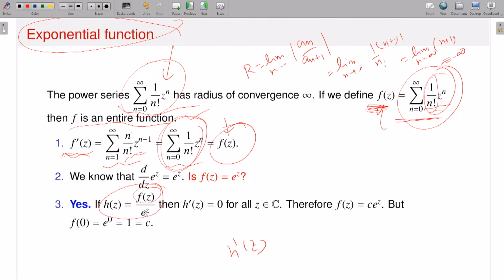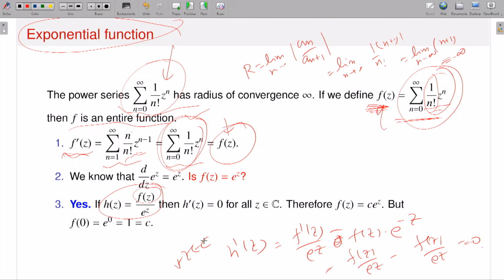So therefore h is an entire function. If I take the derivative, what is that? This is f prime z divided by e to the z, plus f of z times minus e to the power minus z. I am just calculating the derivative. But f prime is equal to f, so this is f of z by e to the z minus f of z by e to the z, which is 0, and this is true for all z in C.